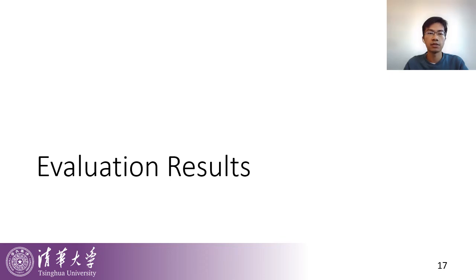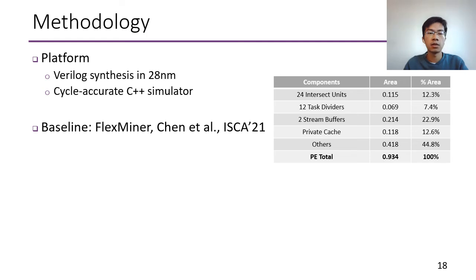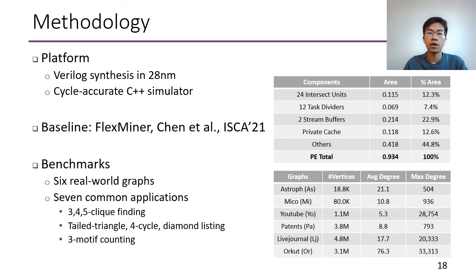Finally, we will show our experimental results. We implemented all the newly added components in Verilog and synthesized in 28 nanometers. The area of each key component is shown in the upright table. In total, the PE area of our design is less than twice of the PE area of our baseline FlexMiner, the current state-of-the-art. We also built a cycle-accurate simulator using C++ to evaluate the performance with 7 commonly used patterns on 6 real-world graphs shown in the downright table.